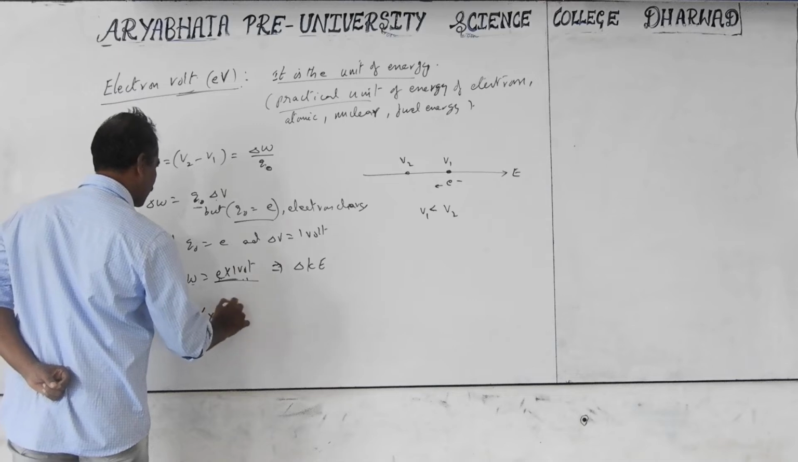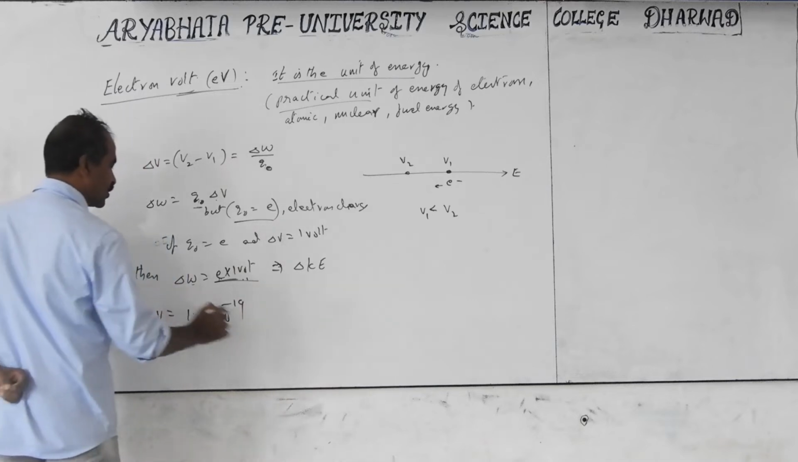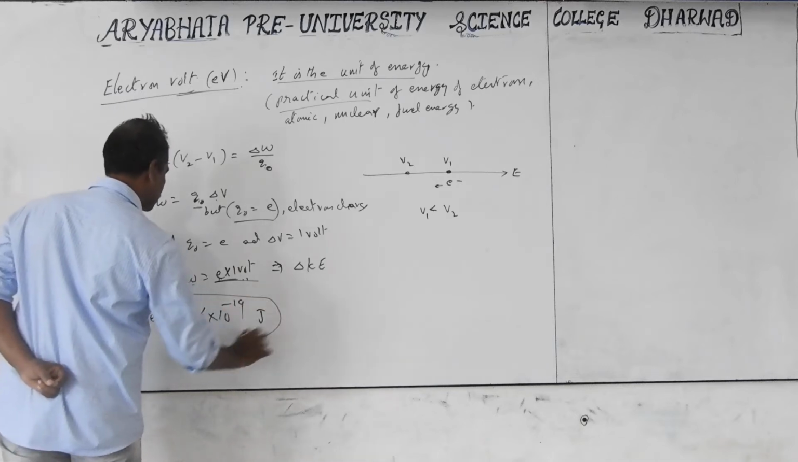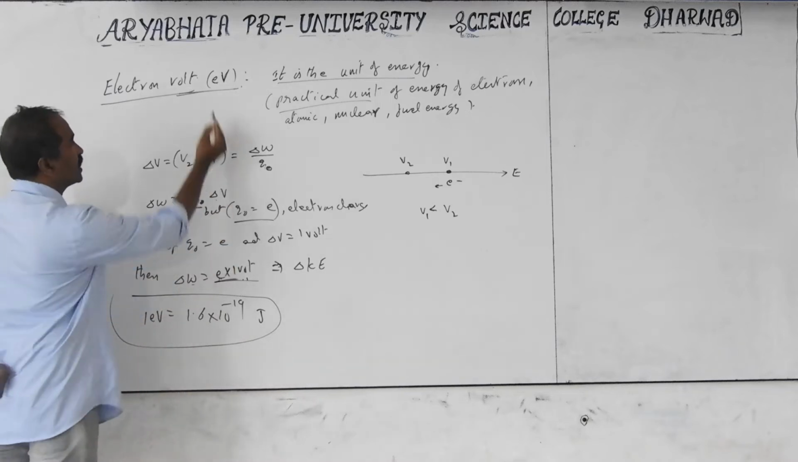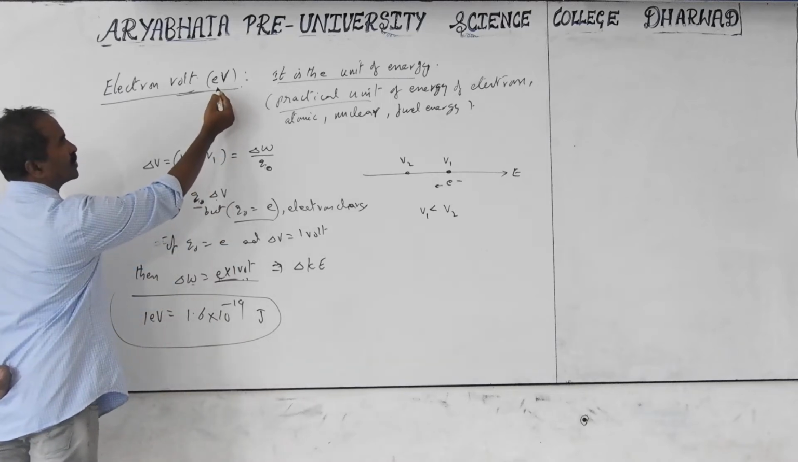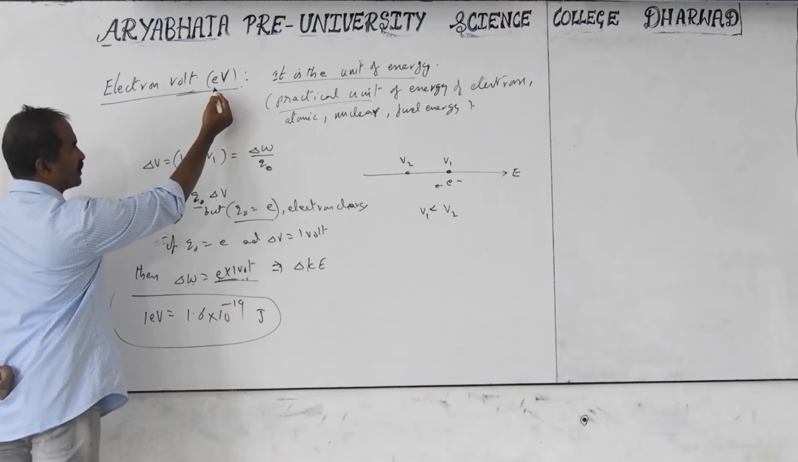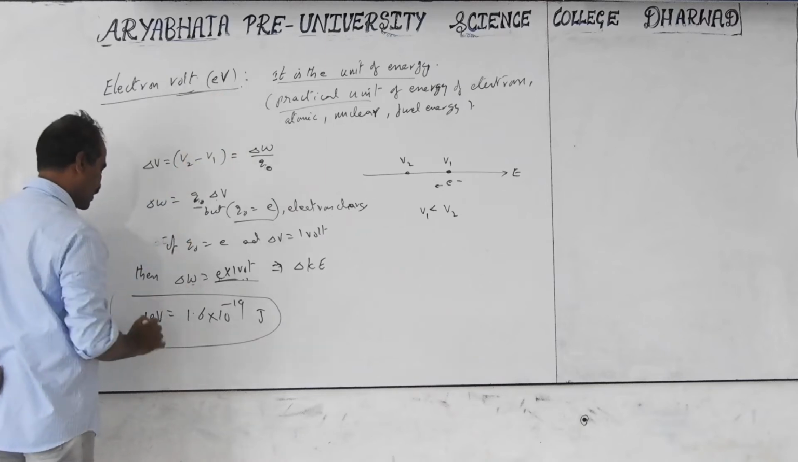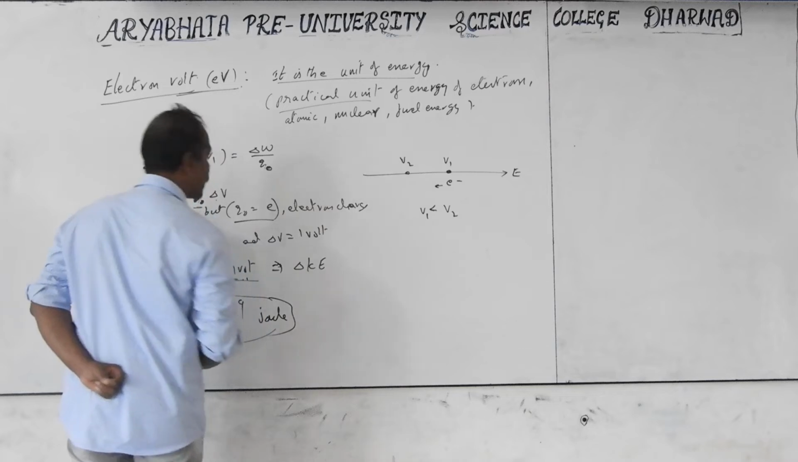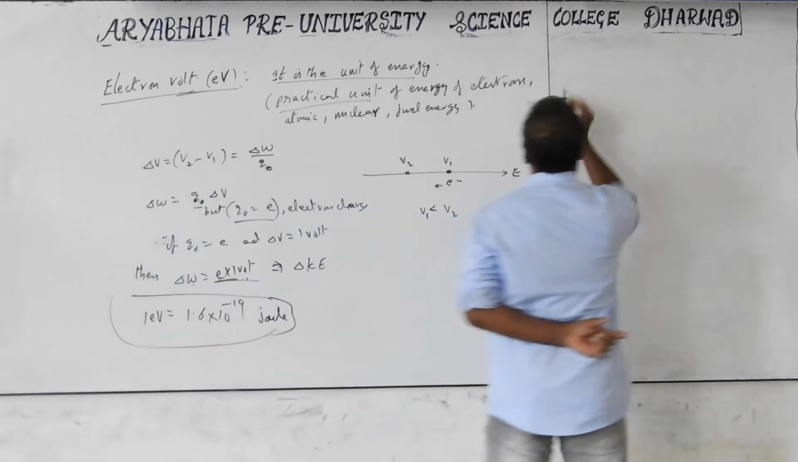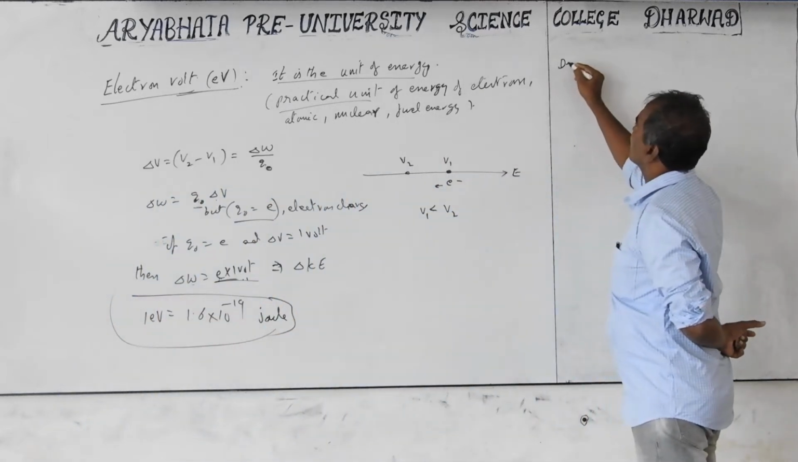It is 1.6 into 10 to the power minus 19, but the units are joules. So if you take E into V, EV, it is a unit of energy, equal to joules. Now I will read the definition. The definition is important for a one mark question.